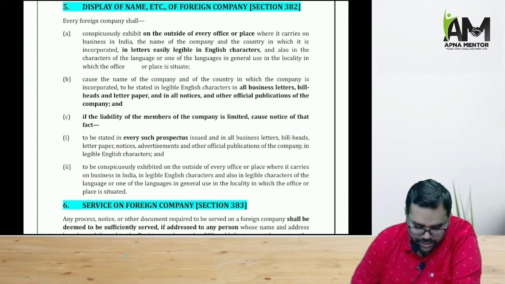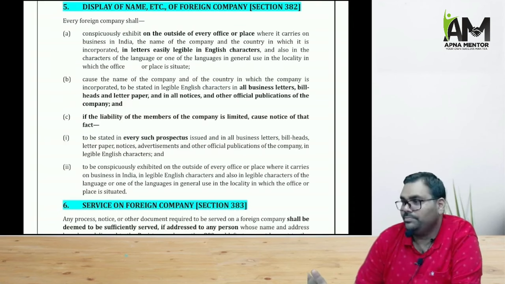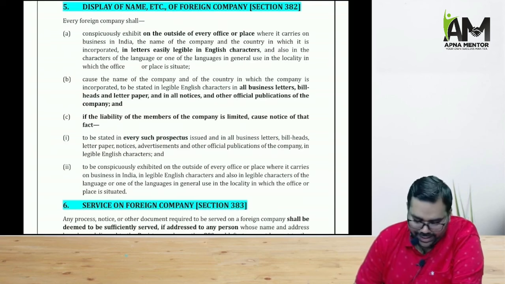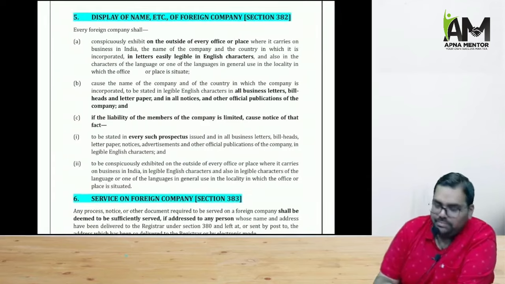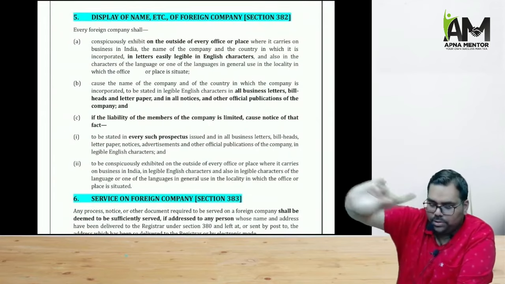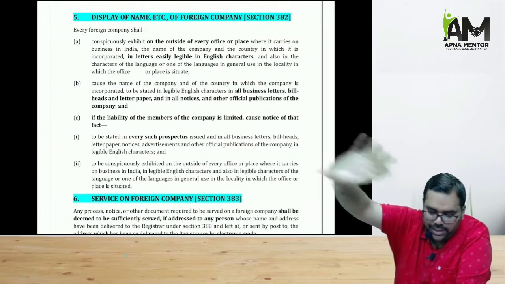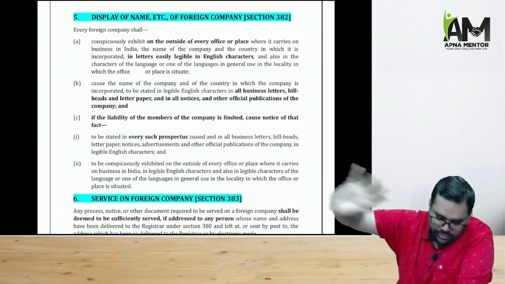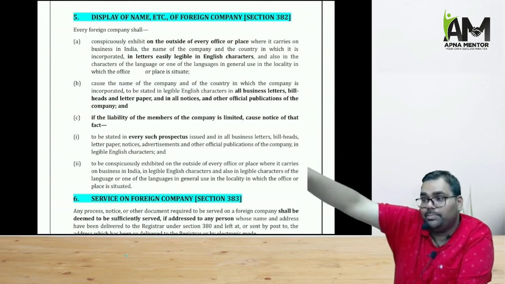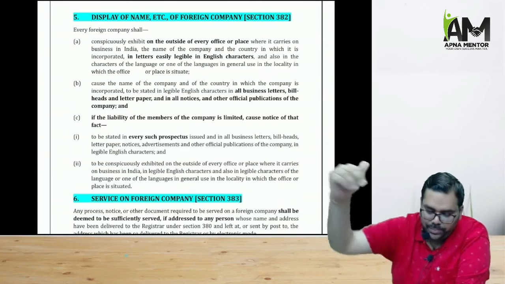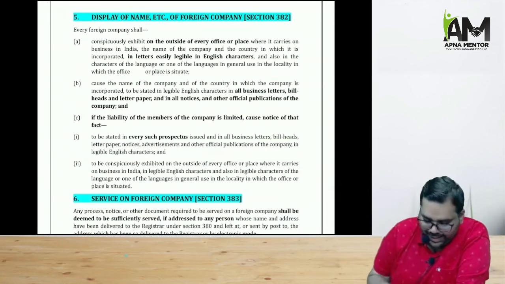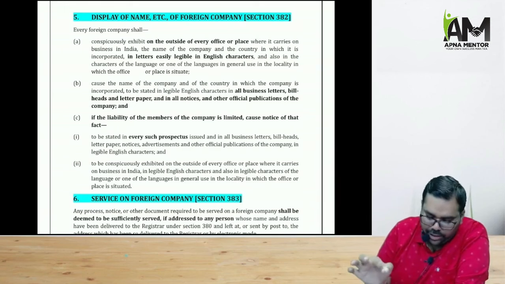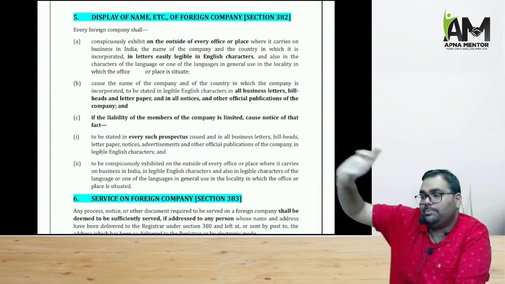It must also be conspicuously exhibited on the outside of every office or place where it carries on business, again in English characters and the local language. So they have given it in 2 parts. First they said that outside the place where you are carrying on business, display the name of the company and the country of incorporation. Then they are again saying that the liability of the company should also be included outside the place.